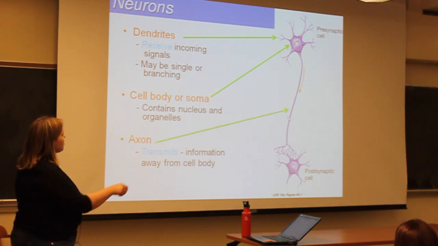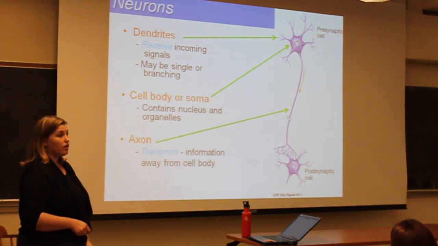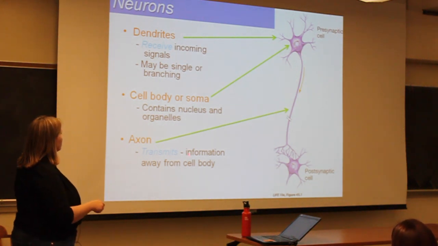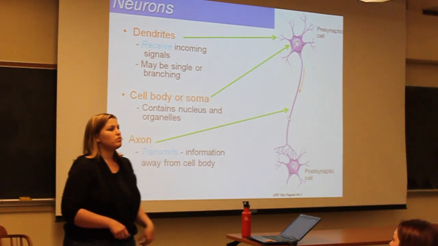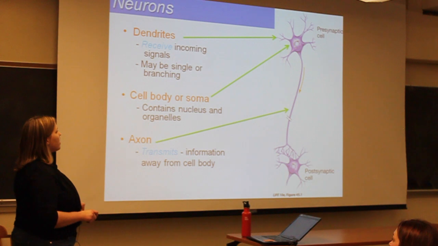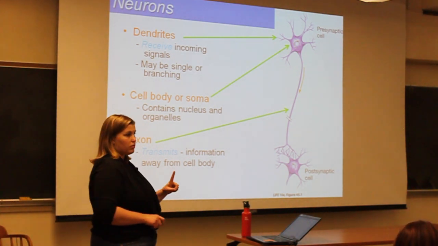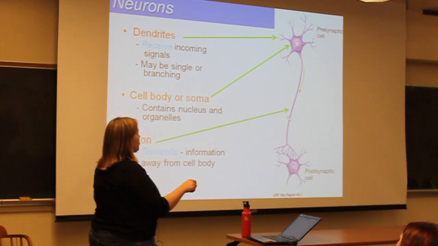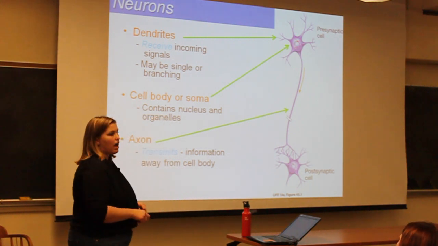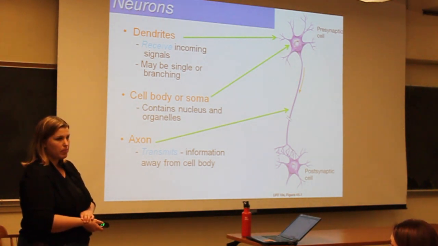And then we also have this other part that's going to come down, and that's the axon. This is the part of the cell that's going to transmit information away from the cell. So what you should be getting from this is that information flows in a neuron in just one direction. It comes into the dendrite, it goes through the cell body, and then it flows out the axon. Okay, so anybody have a question about that so far?